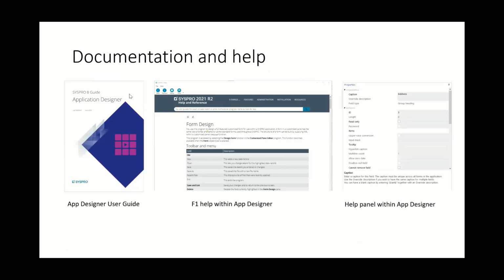As well as that, and this is what the Application Designer user guide looks like, there's the press F1 help, which is standard in Syspro, which will give you the online help. And as you will see in the Getting Started course, which is the first one of the courses, every time you get at a property within the App Designer, there is online help that pops up in the bottom right-hand corner explaining to you in detail what each of the properties actually does.